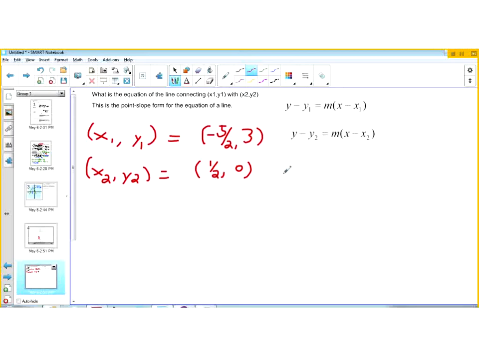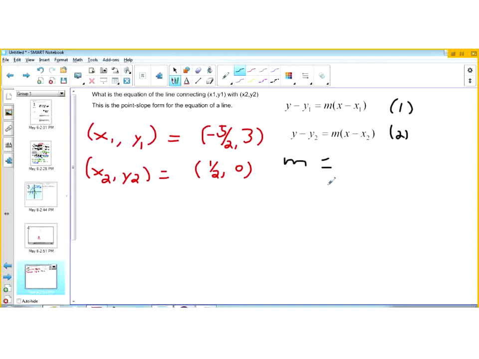Okay, and so the objective here is to find the equation of the line connecting these 2 points. So using the point slope form, we have to calculate the slope, right? So slope, we'll use the first form. We'll use equation number 1. We could use either equation, but we'll use number 1. So slope is equal to what?